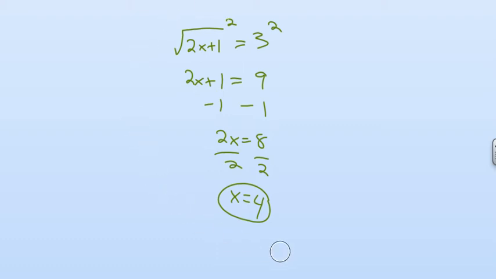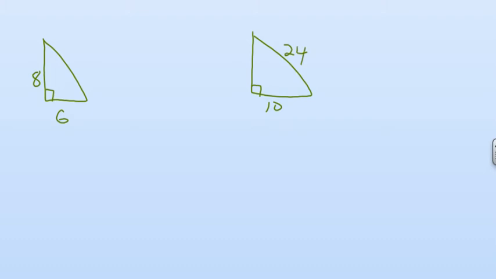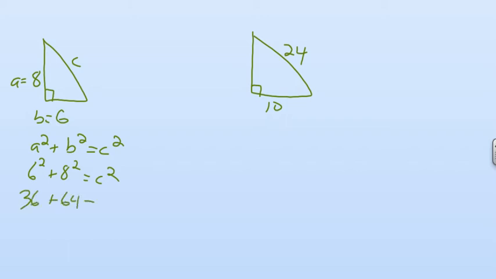Okay, last two triangles. I've got a triangle with sides 6 and 8, and I've got a triangle with sides 10 and 24. Okay, so in this one, you're missing the C, and you have A and B. And you use the Pythagorean theorem. Plug in for A and B. Square those numbers. Add them together. And then take the square root of both sides. We get that C is 10.